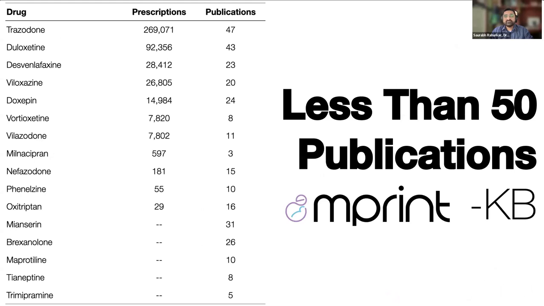Since the drugs that are prescribed for chronic conditions are likely to be studied comprehensively, at least in theory, we set a higher threshold for publications here at about 50 publications. So trazodone in that context is the drug with the most prescriptions with under 50 publications in MPRINT KB. Now, to remind you again, trazodone is the fifth most prescribed antidepressant.